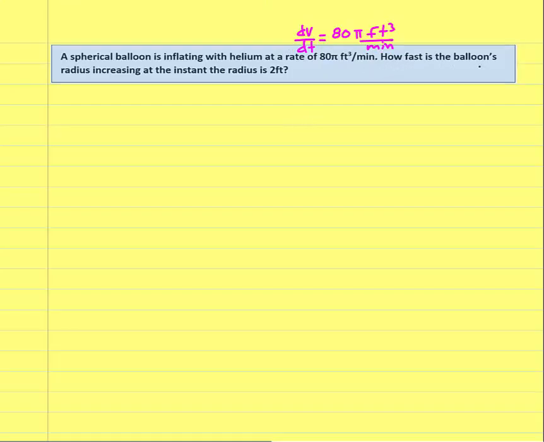It says, how fast is the balloon's radius increasing? So we want to know how fast the radius is increasing, which would be dr/dt. So this is our unknown. This is what we're looking for. And it says at the instant the radius is 2 feet. So here we know r is 2 feet. Now dr/dt, we can talk about units in a little bit here. When we end up solving, we'll see what the units are. But this is kind of where we can start. So to get started, we need the volume of a sphere.